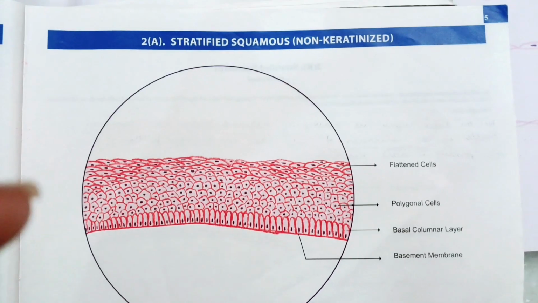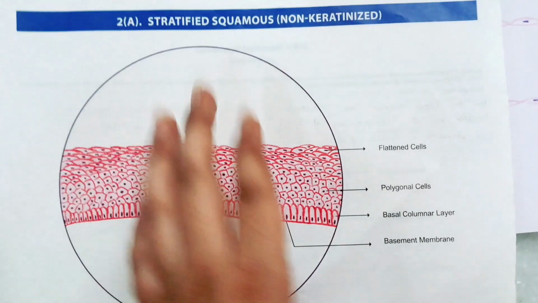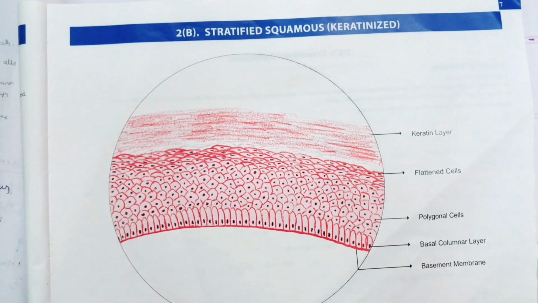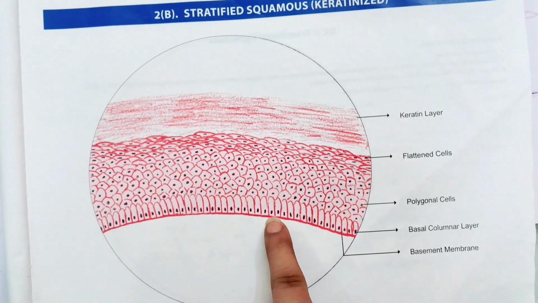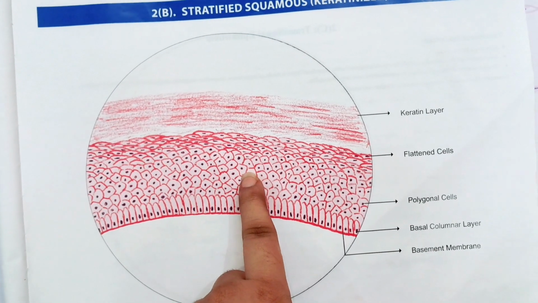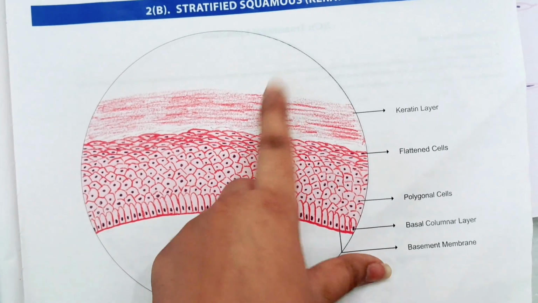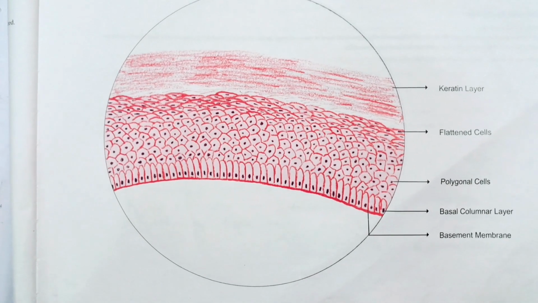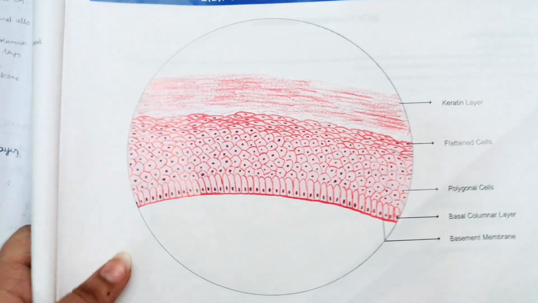So let us see how to draw stratified squamous keratinized epithelium. Basal layer of columnar cells, middle layer of polygonal cells, upper layer of flattened cells. Above this it consists of a layer of keratin. These are some of the important epitheliums. Now let us revise these epitheliums.